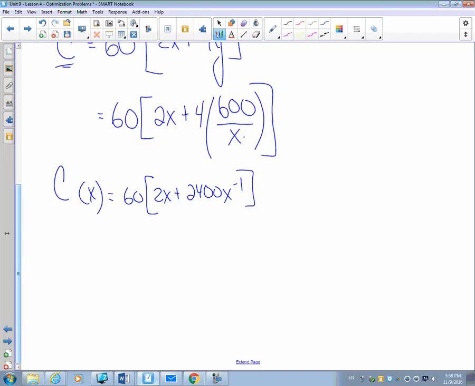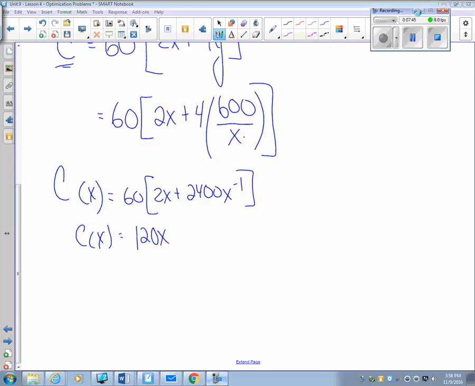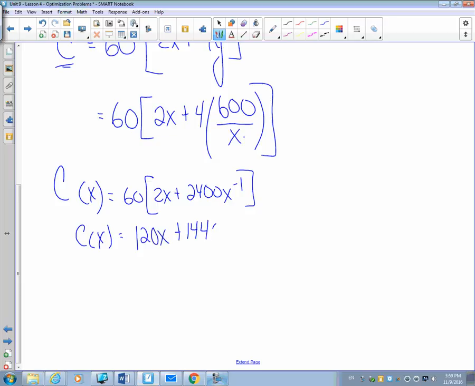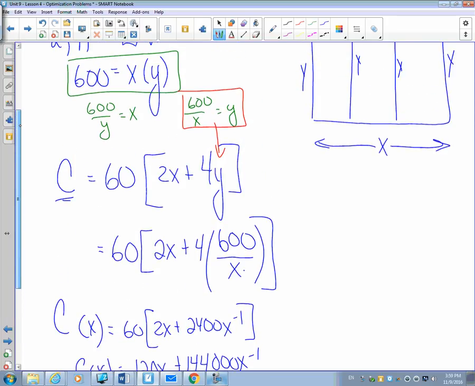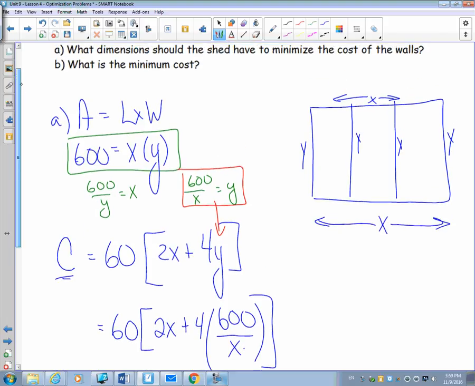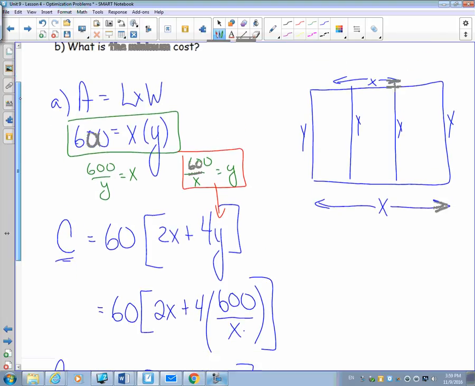Well, this kind of started looking like a function now. I can expand my brackets. 60 times 2 makes 120x. I can also do the next piece, and I get 144,000 x to the negative 1. I've got an expression in terms of the cost with respect to x. What have I been asked for? What are the dimensions that minimize the cost?